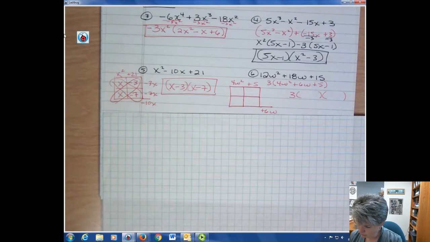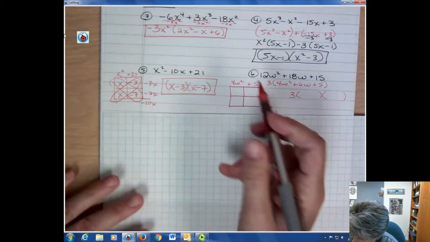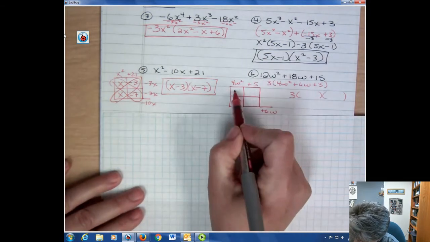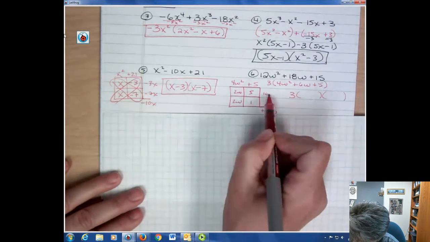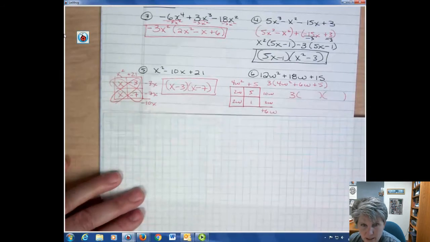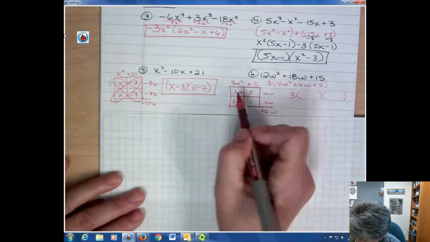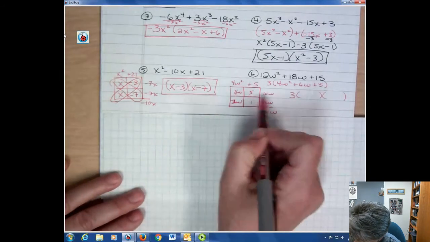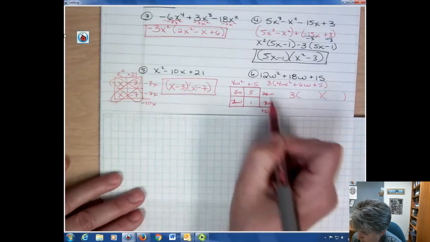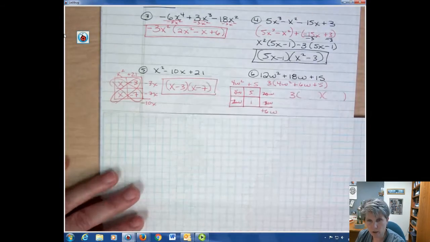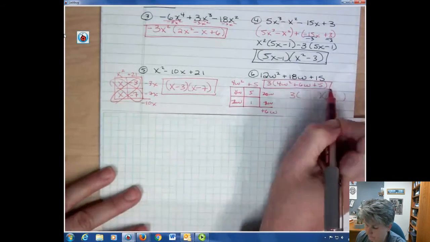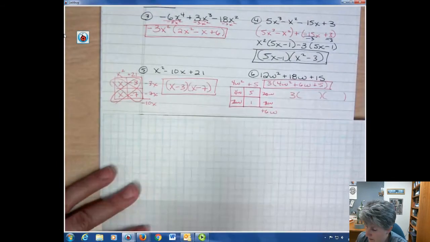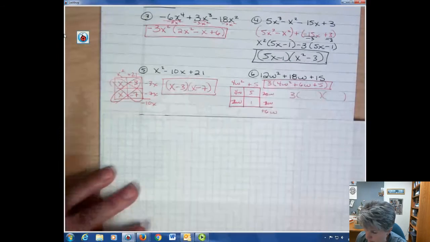If I tried, let's say, 2w and 2w and 5 and 1, that would give me 10w and 2w, never going to get me to 6. What if I tried 4 and 1? Well, that would be 20 and 1. That would not be 6. So no matter what I tried, nothing would work. So this is it. That's as far as I can go. I believe the one on your final, you can go further on that one, so beware.